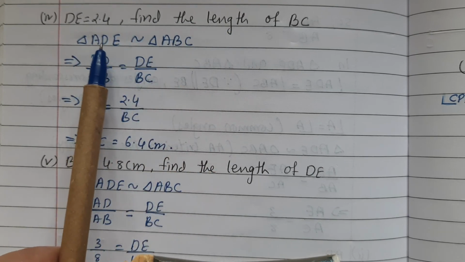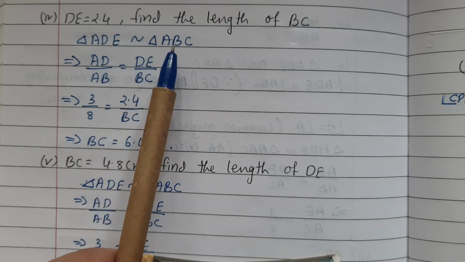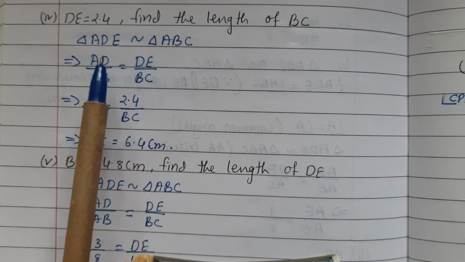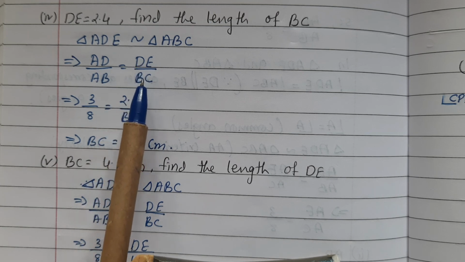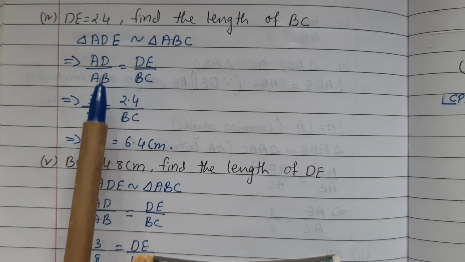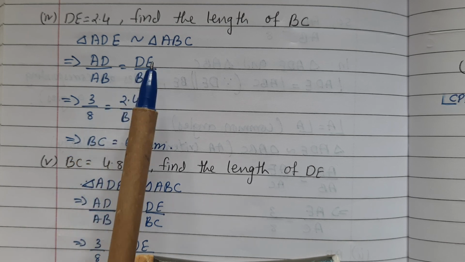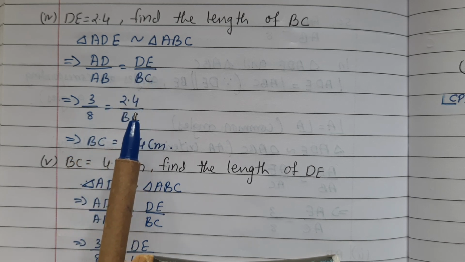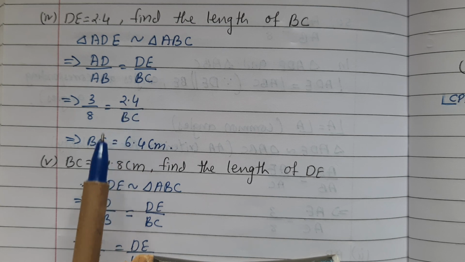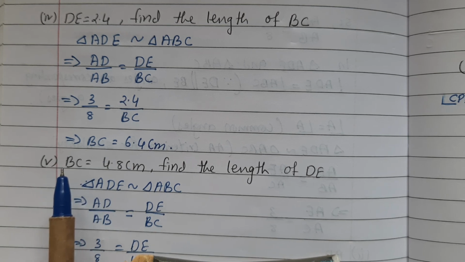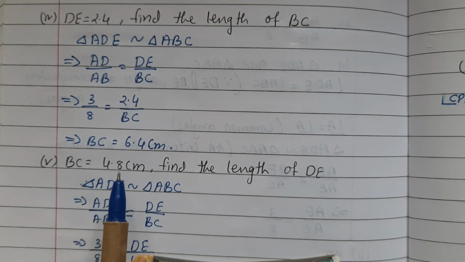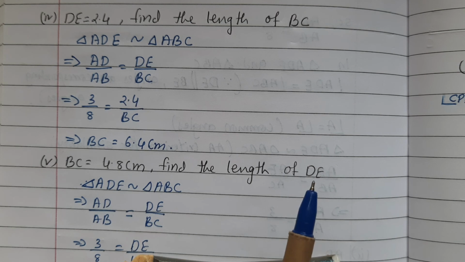Triangle ADE is similar to triangle ABC. This implies AD upon AB is equal to DE upon BC. AD upon AB is 3/8, DE is 2.4 upon BC. Cross multiply, BC equal to 6.4 centimeter. Fifth part, BC equal to 4.8 centimeter. Find the length of DE.